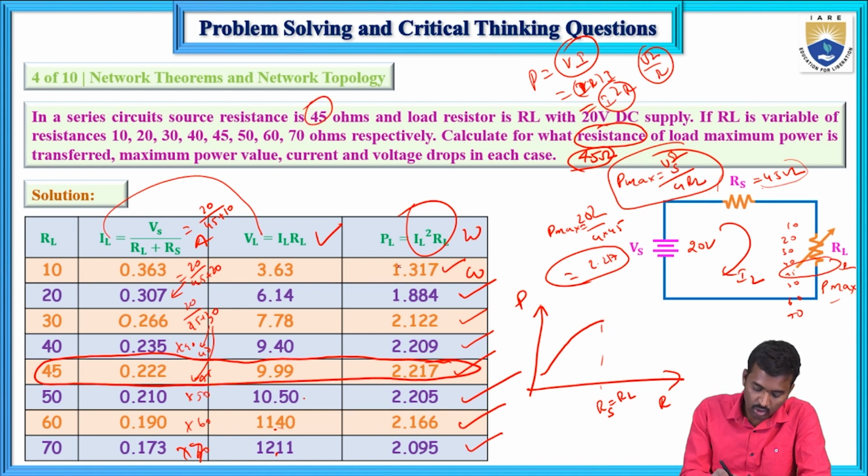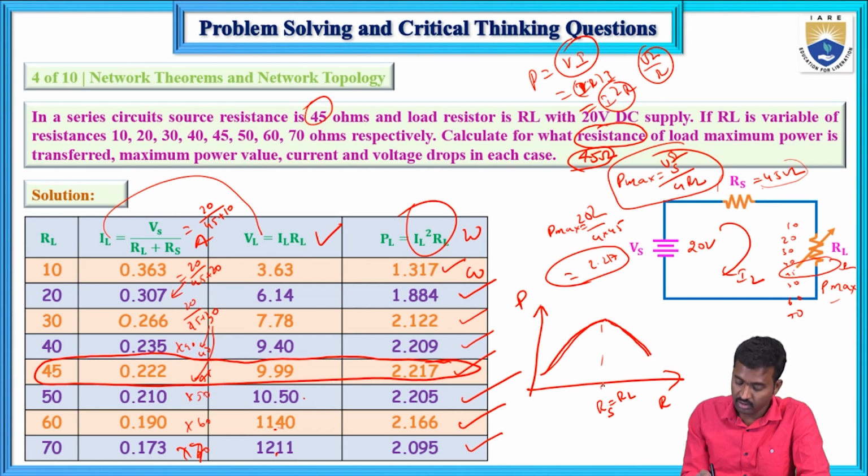Again, this is 1.3, 1.8, 2.1, 2.2 and 2.21, and after that it decreases: the maximum value, then decreasing 2.205 and 2.1 and 2.095. So the power is decreasing when we increase the load resistance value.